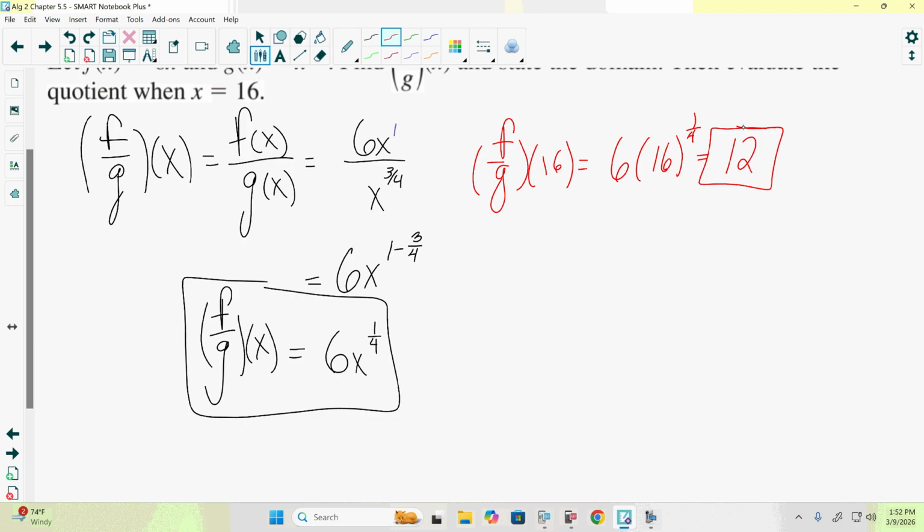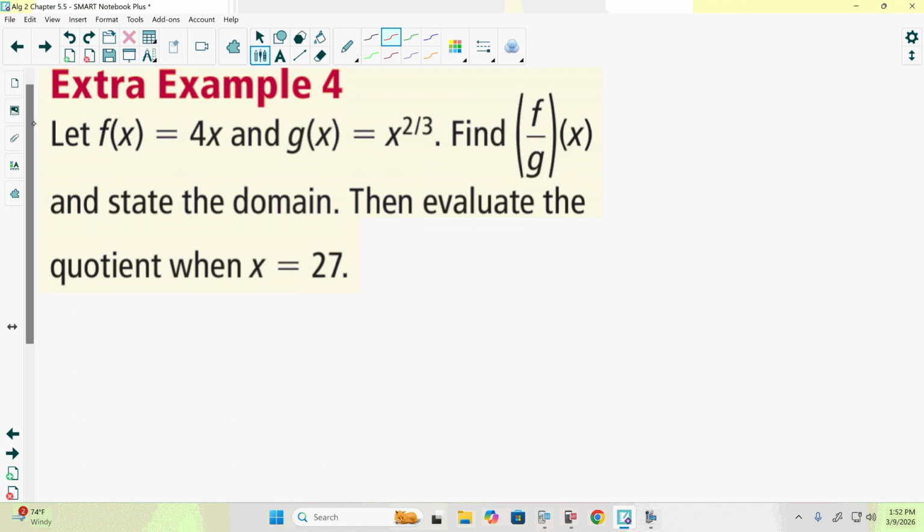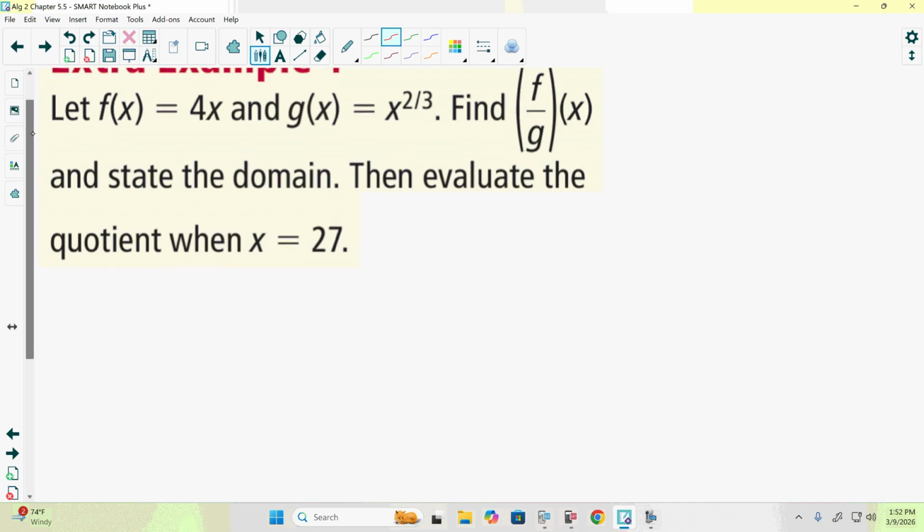Questions on how we found f divided by g of x, or how we evaluate it when x is 16? We good with this here? We ready for the next one? Let f of x equal 4x and g of x equal x to the 2/3. Find f divided by g of x.